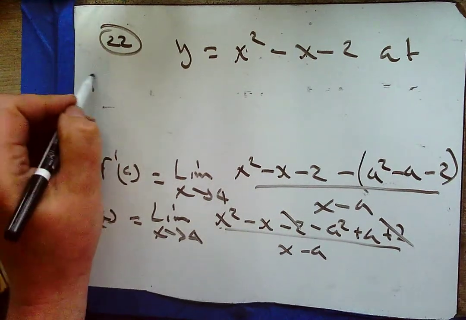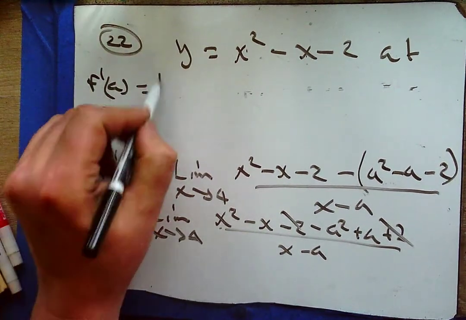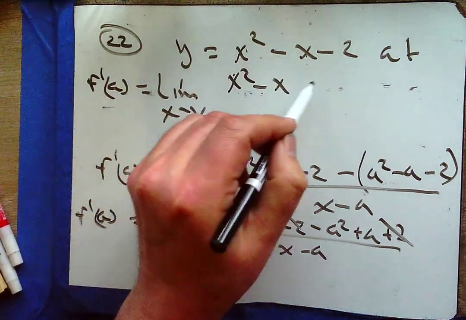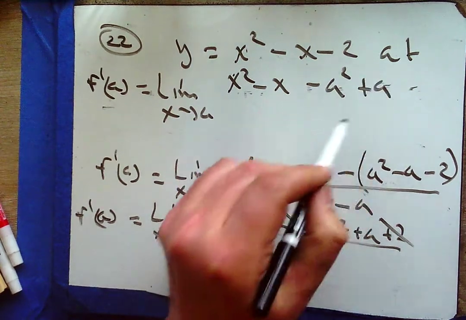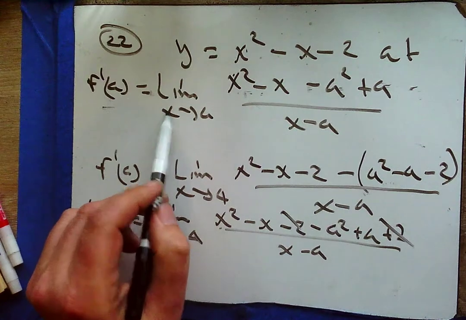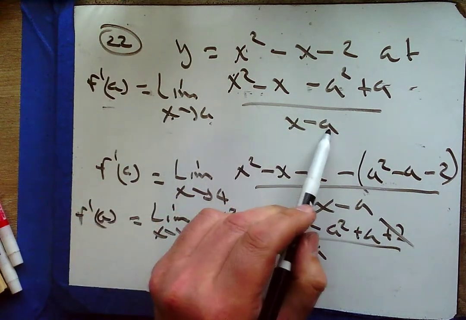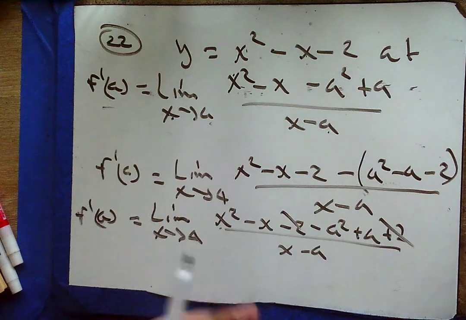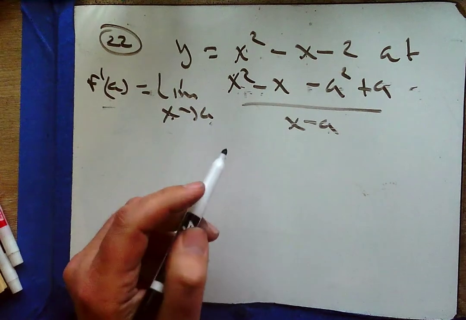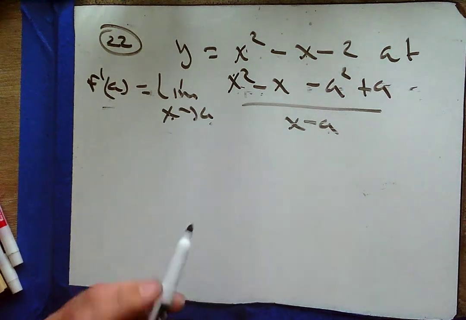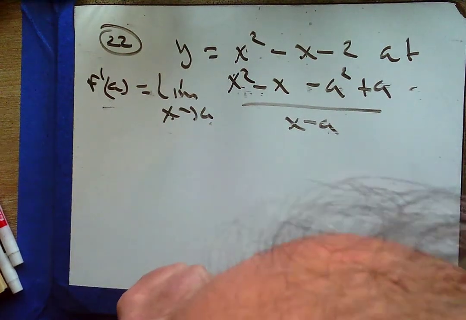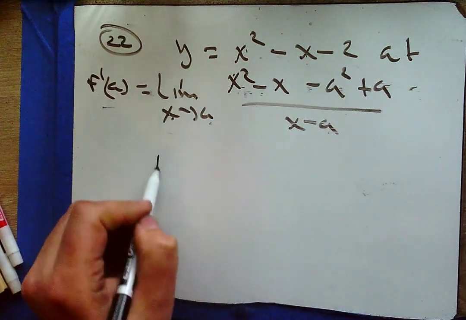So now I've got f prime of a is going to be the limit as x approaches a of x squared minus x minus a squared plus a over x minus a. And if I plug in a for all the x's, I get 0 on the bottom and 0 on the top. So I still have 0 over 0. I'm not done yet. But I do notice that I have 4 terms here. And I'm wondering what happens if I try and do factoring by grouping.